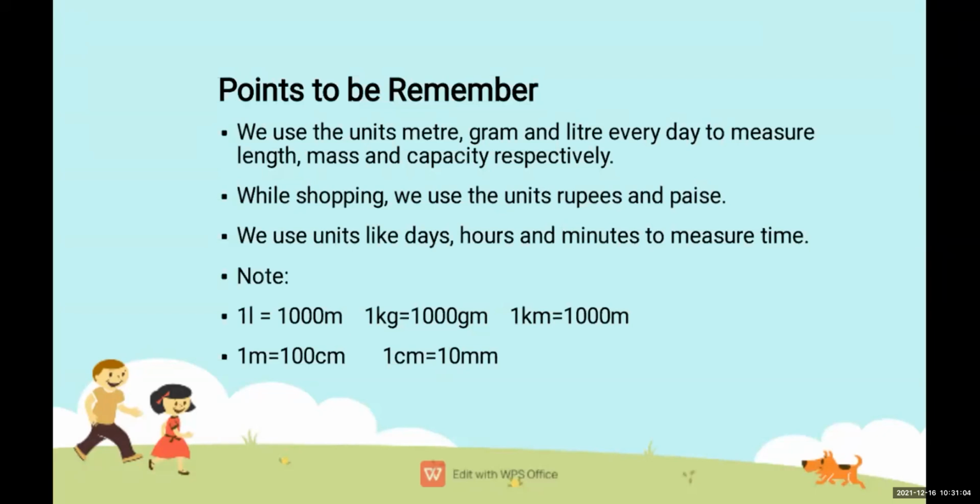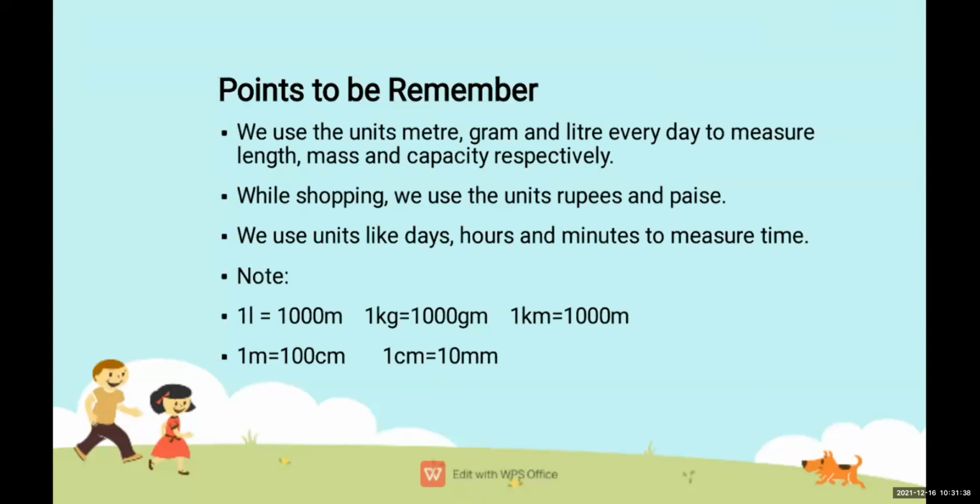The next is while shopping we use the unit. If we go shopping, what do we need? We need money. So which type of unit? It is the unit of rupees and paise. There we ask how many rupees is it, how much is this toy? So that time what are we giving? We are giving the rupees, that is 200 rupees, 500 rupees, 50 paise. That unit is denoted while we are going for shopping.